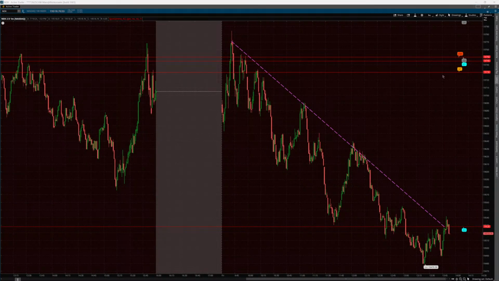NDX finding resistance around the 19,750 call wall, combo level just below that, and then the volatility trigger at 19,730.